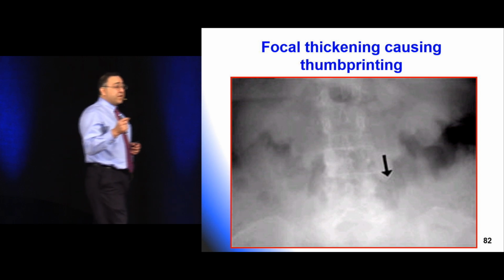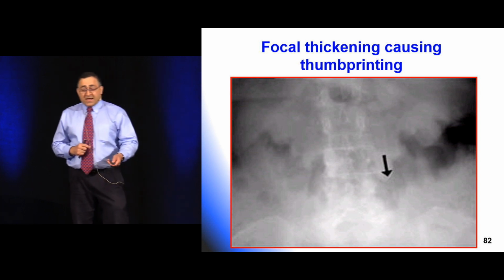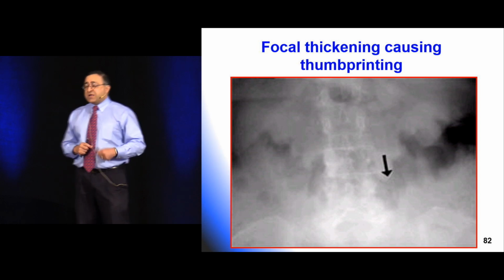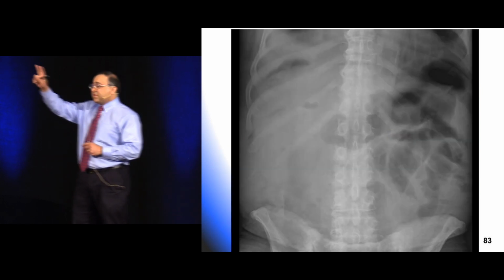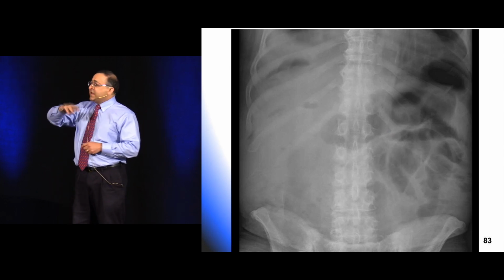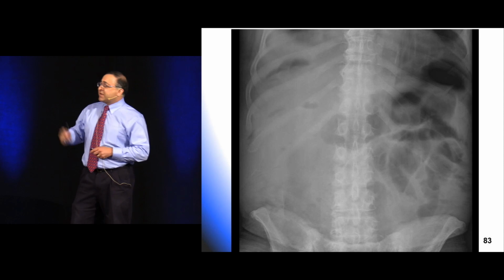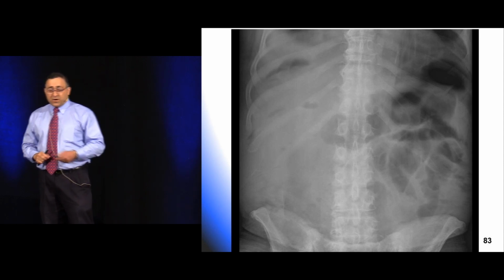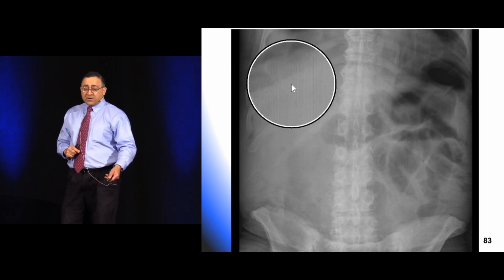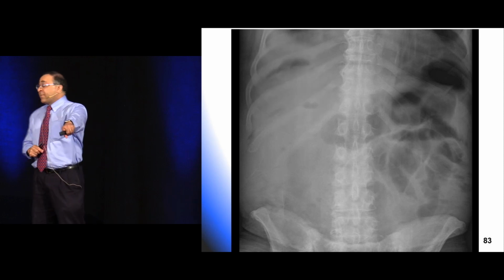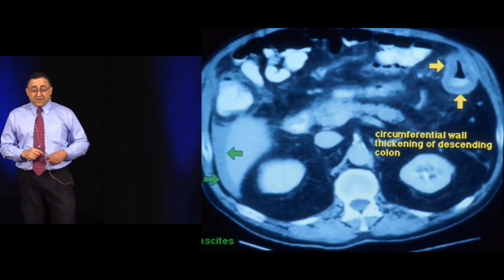The other thing you'll see on plain film, we talked about this already, is air in the right upper quadrant. There should never be air in the right upper quadrant. If you see air in the right upper quadrant, there's two things to think about: emphysematous cholecystitis and mesenteric ischemia. Either way, that's an immediate surgery consult, and they're going to the OR as quickly as possible. So that's another thing to look for. You'll also notice there's an ileus pattern down here, and we talked about how ileus is very, very nonspecific. But that air in the right upper quadrant, that's the real big concern here.